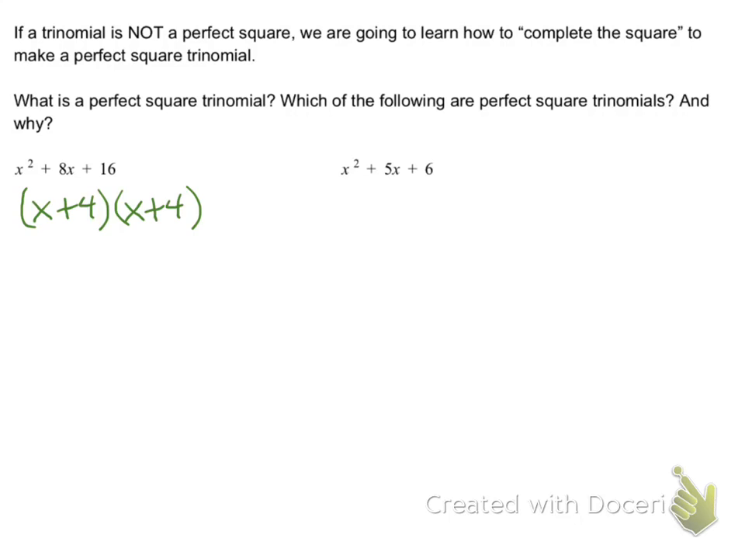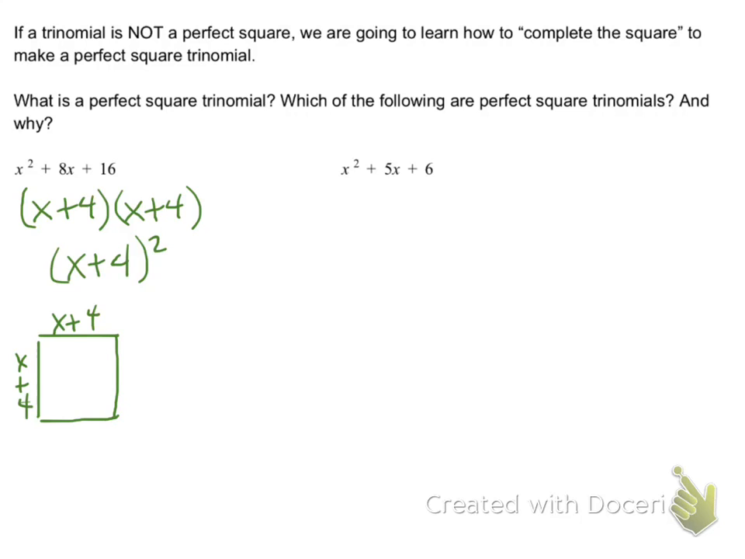So this first example, I could factor as x plus 4 times x plus 4, which is x plus 4 quantity squared. Now why does this mean that it's a perfect square trinomial? Well, if I had a square and one side had dimensions x plus 4 and the other side had x plus 4, then it would in fact make a square because all 4 sides would be the same length.